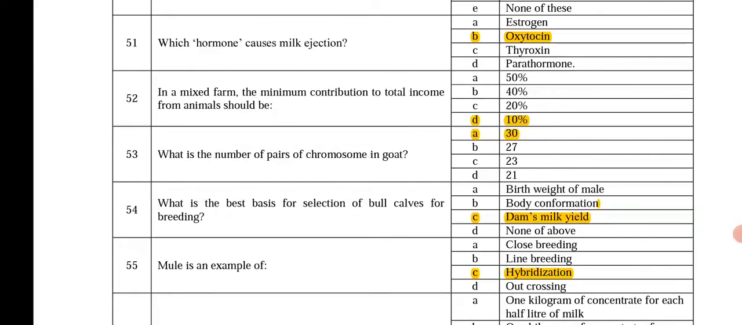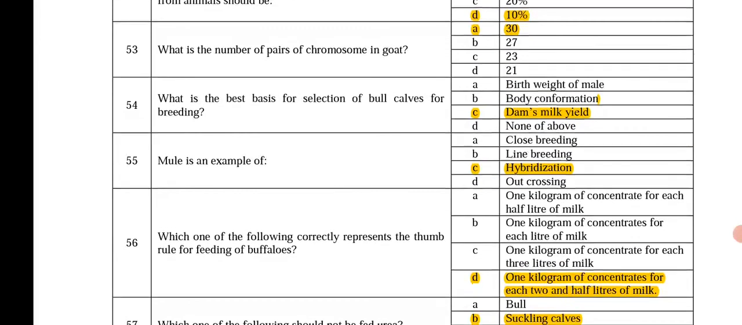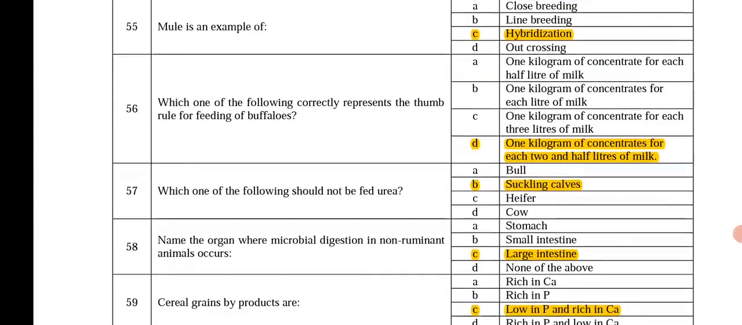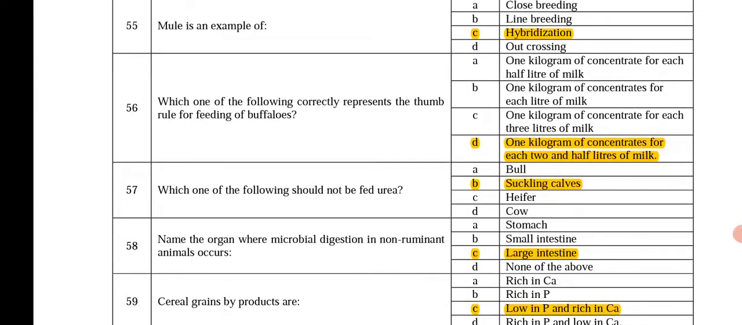What is the total number of pairs of chromosomes in goat? 30. What is the best method for selection of bull calves for breeding dams? Milk yield. Mule is an example of hybridization. Which one of the following correctly represents the thumb rule for feeding of buffaloes? 1 kilogram of concentrate for each 2.5 liters of milk.